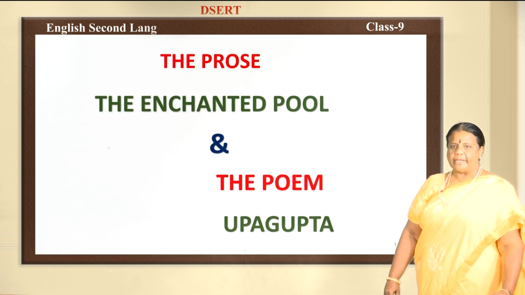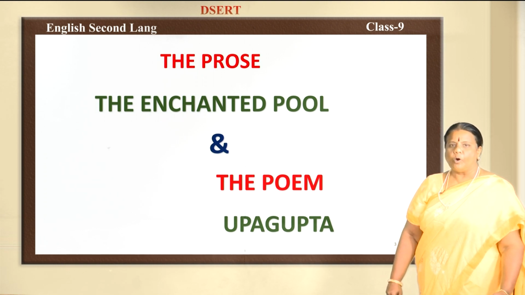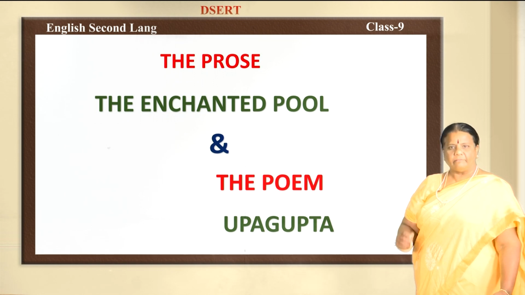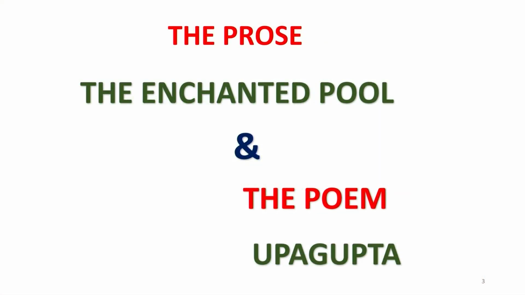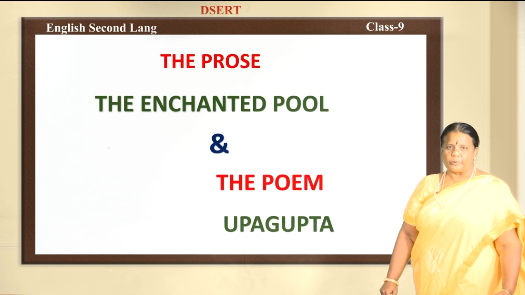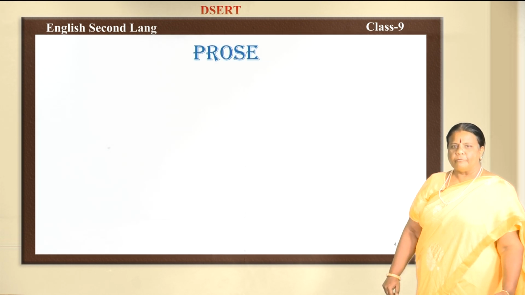In the first unit, you come across the prose, The Enchanted Pool, and the poem Upagupta. Before we go, children, have a book and a pen with you, note down all the important points, and there will be some activity given to you. Write the answers for that activity because once you go back to the school, your teachers will check it. Okay, here we go with the prose, The Enchanted Pool.